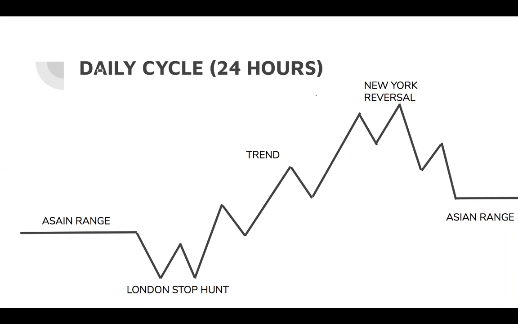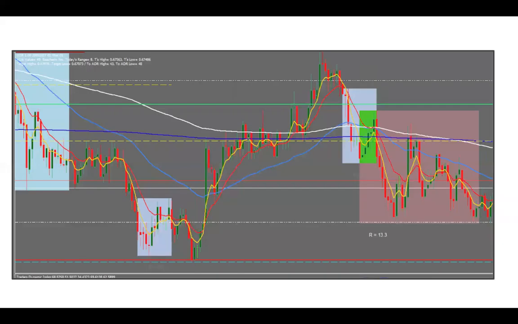Sometimes you even get a 4 levels trend on the day, right? And then you have your New York reversal. The reason it's called New York reversal is because it takes place within the New York session, anytime from 1 p.m. up until 9 p.m. when the New York market is open. And then it goes back into the Asian range, right? New York closes at 10, so at 10 p.m. it goes back into our Asia range. So really understand this daily cycle.